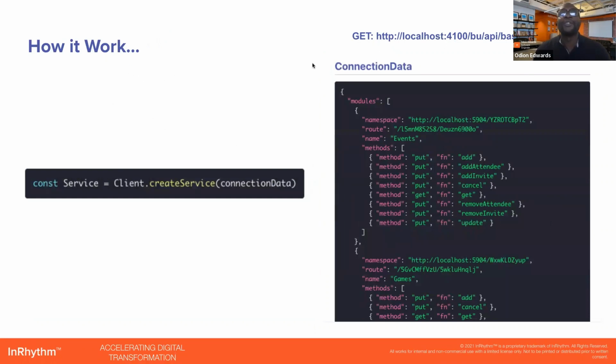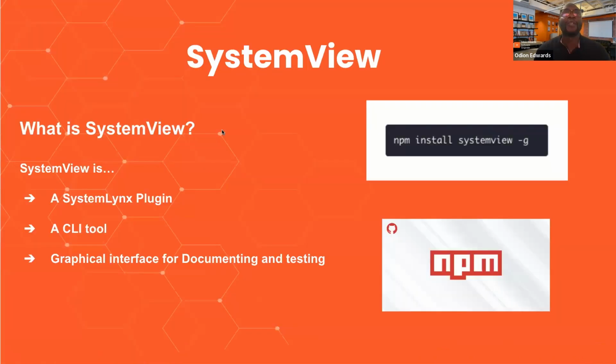So how it all works. Basically you can make a GET request to the service URL, and it will return what we call connection data. Connection data basically has an array of modules, and each module has some information that's useful to the SystemLynx client for making requests. This is actually another method that exists on the SystemLynx client. If you already have a connection data, instead of calling loadService, you can just call createService and get a handle on the service. So that's how it works.